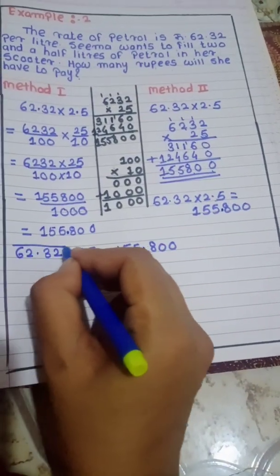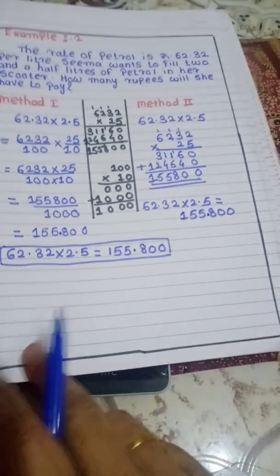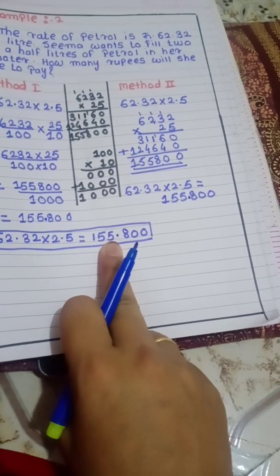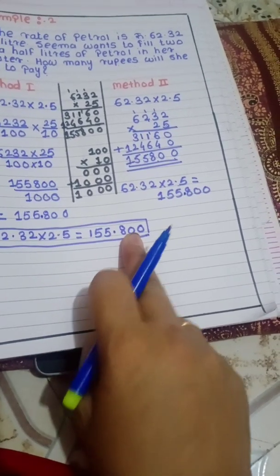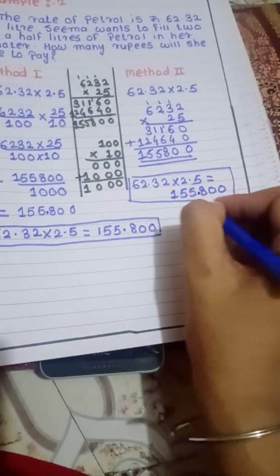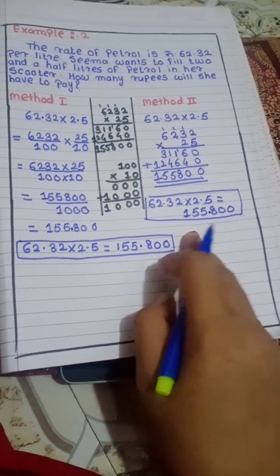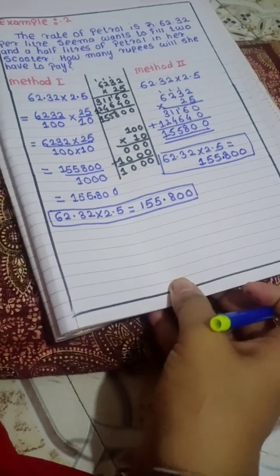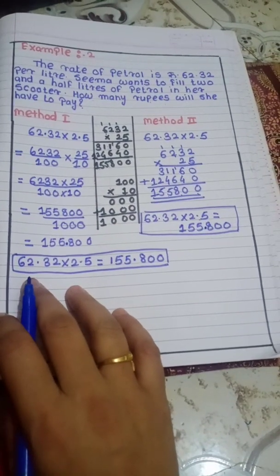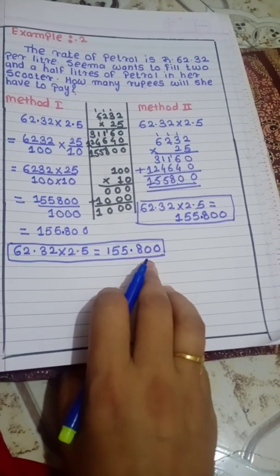So see, in the first method I am getting the answer 155.800. So I will have a box over here. Okay, in the first method what is the answer? 155.800. And in the second method also I am getting the same answer. So you can follow either this method or this method. Okay, and at the end you have to write that Seema will pay 155 rupees 80 paise.